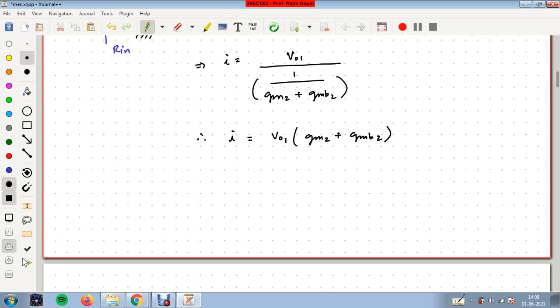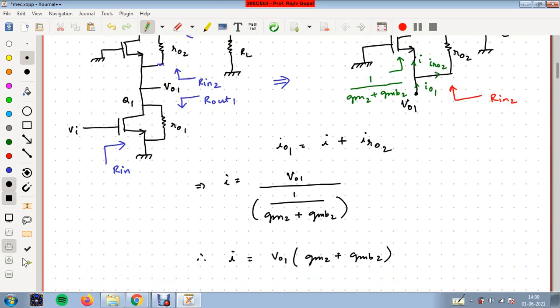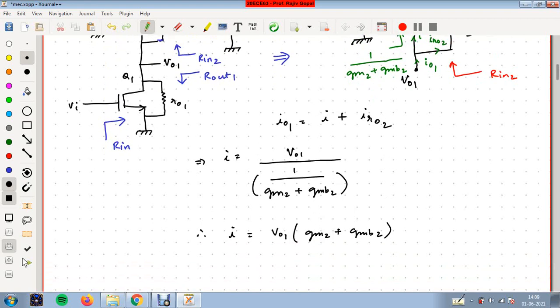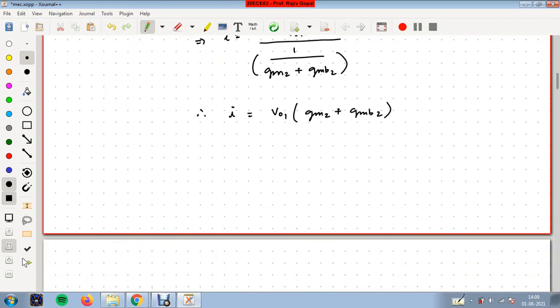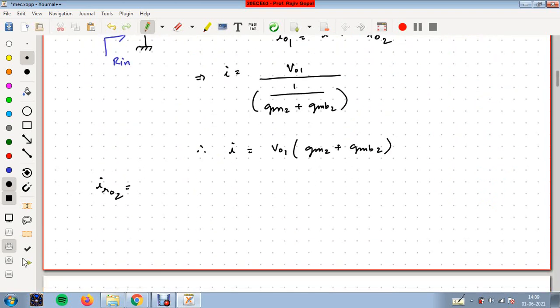Okay, so out of the KCL equation, I found out what I is. Next I have to find out what IR02 is. IR02 is actually the potential difference between this point and this point. So you can say that it is (V01 - V0) divided by R02.